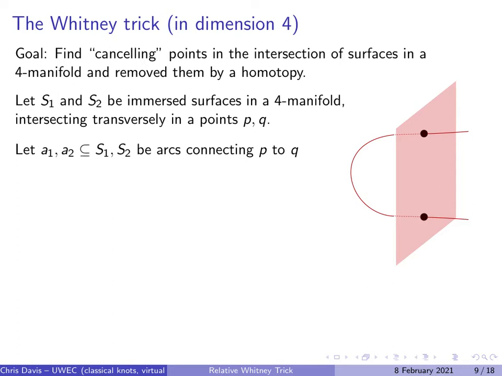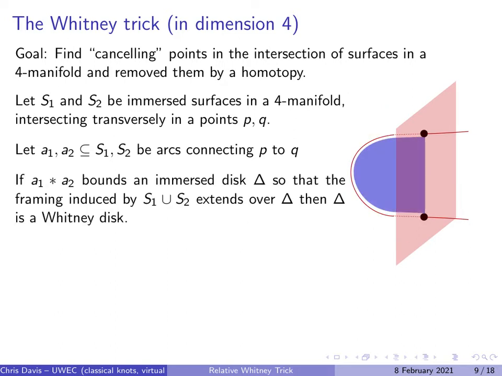Next, find some arcs in these surfaces connecting these two points. Namely, there's an arc A1 in, I guess this surface is S1. Find another arc A2 sitting in S2. This picture is obviously slightly dishonest. It needs to be three-dimensional so I can actually draw it. But this should give the idea. If the concatenation of those two arcs bounds an immersed disk in the four-manifold, which satisfies some framing condition, then that disk will be called a Whitney disk.